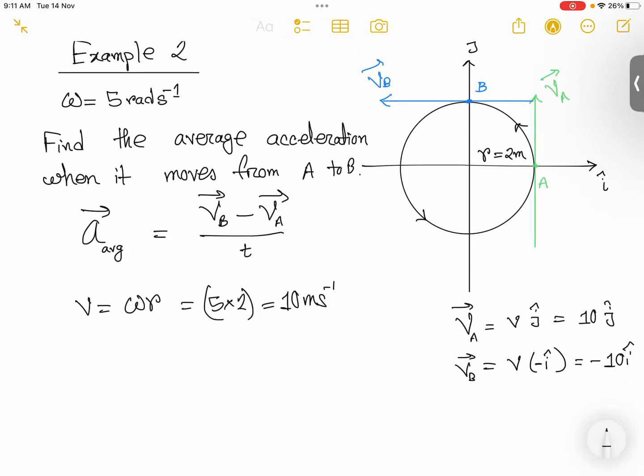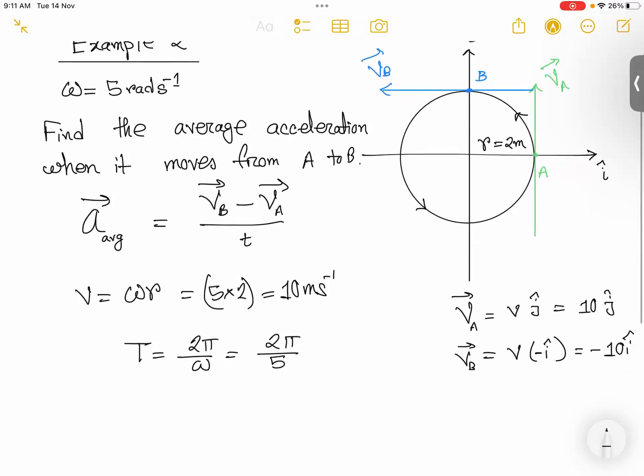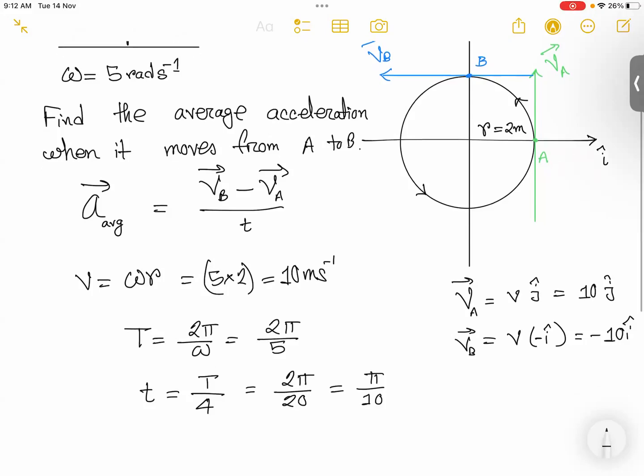Yeah, you have to find the time period first. So the time period is twice pi by omega. So that's 2 pi by 5. And if you know the time period, which is the time it takes to complete one whole circle, then the time taken to go from A to B is what fraction of the whole circle? Yeah, one fourth. 1/4. So it's basically twice pi by 20. So it's basically pi by 10. That's the time that you will take to reach from A to B.